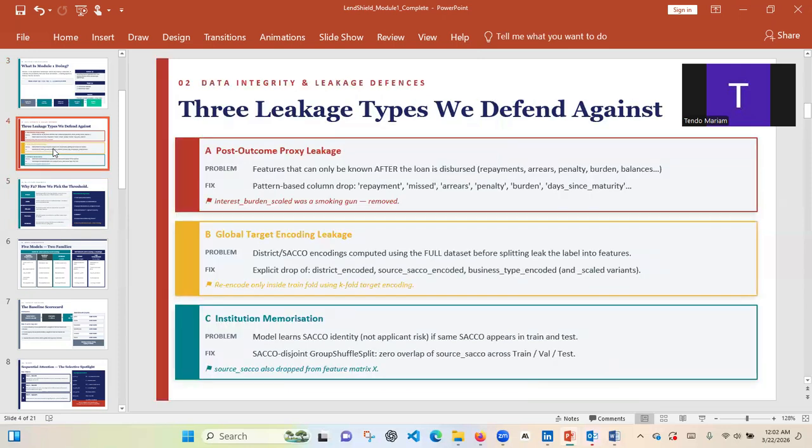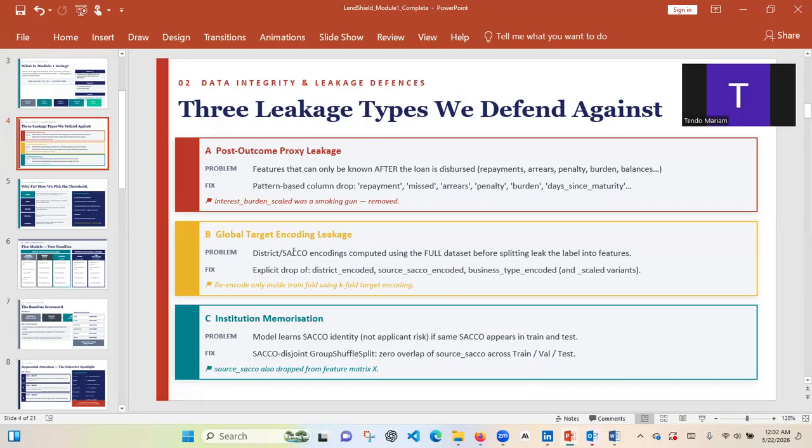The next slide shows the 3 leakage types we defend against. So here we are going to look at post-outcome proxy leakage. These are features that can only be known after the loan is dispatched, like the repayments, the arrears, the penalty burden, and balances. And to fix this leakage, we use a pattern-based column drop, where we drop some columns.